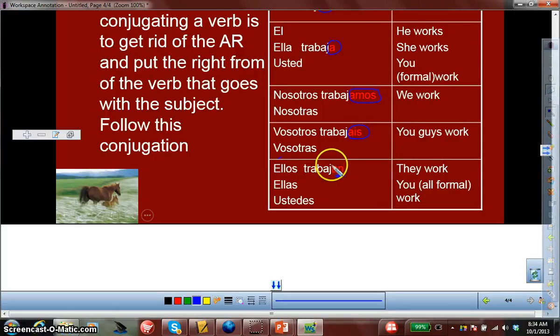So remember, the root of the verb does not change. The only thing that is going to change is the ending. That's for regular verbs, and those are the ones that we are going to see. But right now we are going to concentrate on regular AR verbs. Okay, guys?